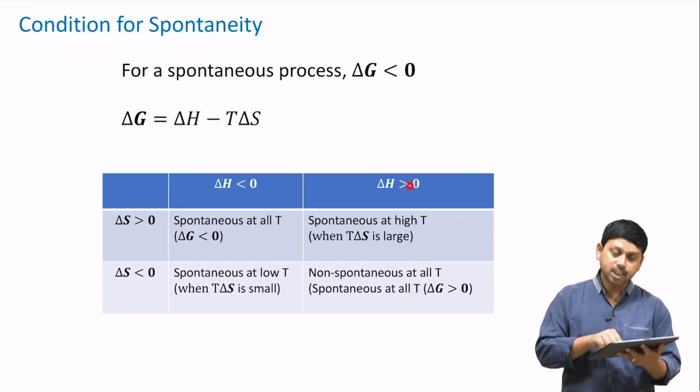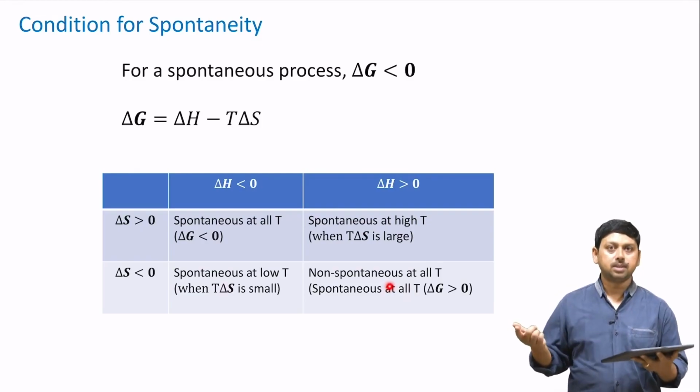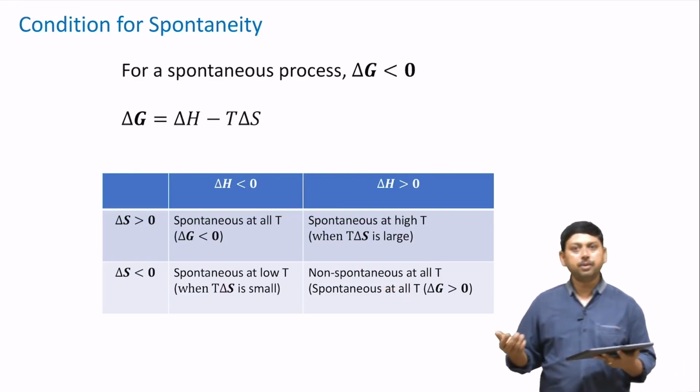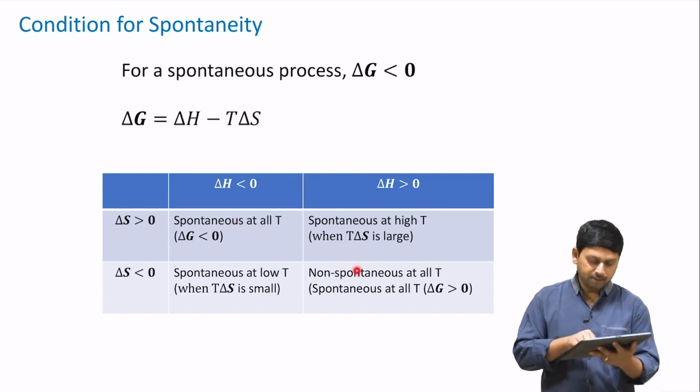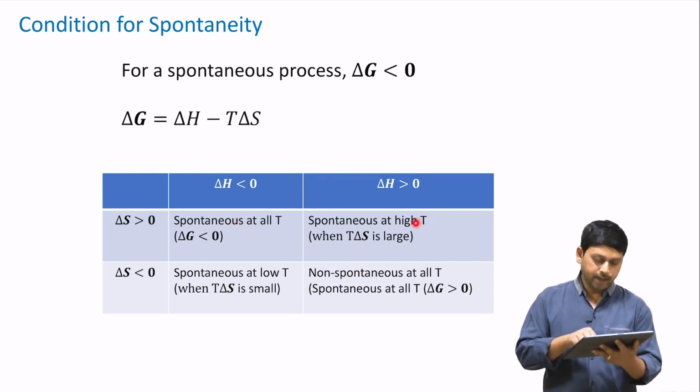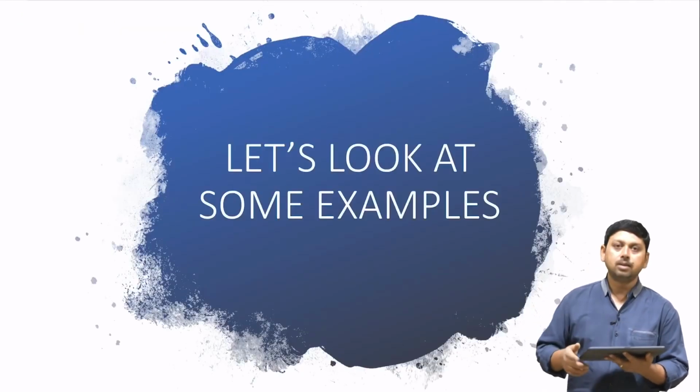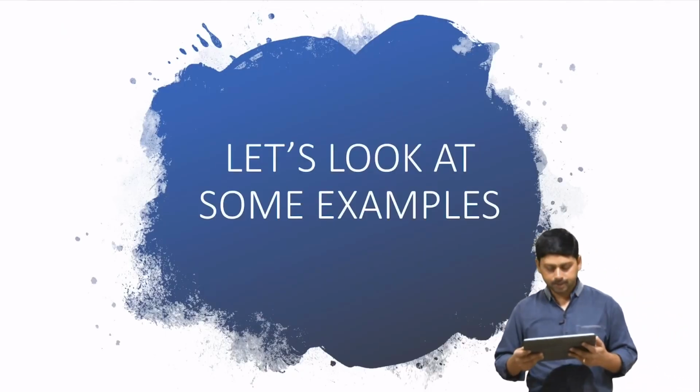And if delta H is positive and delta S is negative, then it is non-spontaneous at all temperatures, because delta G will be positive everywhere, since both are unfavorable. So, these are the cases where both are favorable, both are unfavorable, entropically favorable, and enthalpically favorable processes. We are going to look at some examples now.